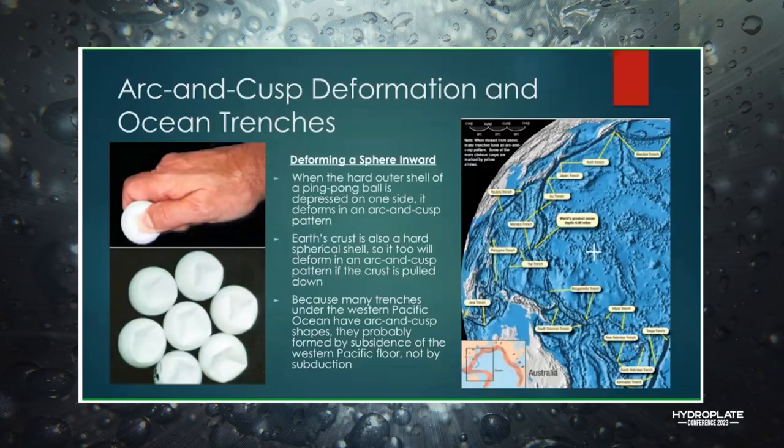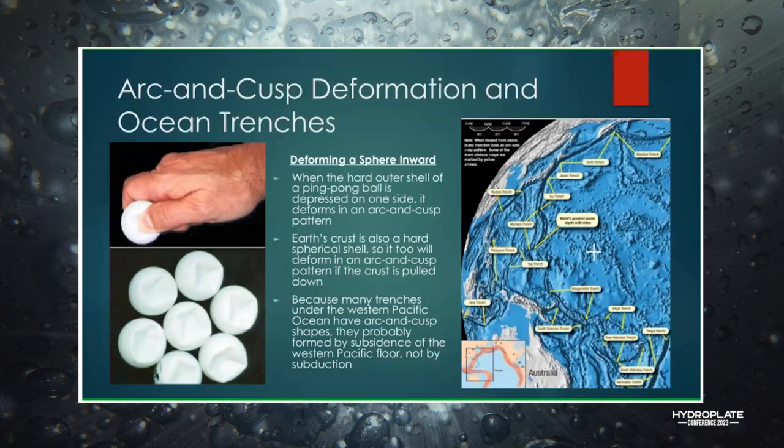And I'm not quite sure, but I suspect this might even be a cameo appearance by Dr. Brown in this talk. I suspect that's his hand crushing one of those ping pong balls. One of the experiments that he did to illustrate this in his book is that he showed that if you take a sphere and you deform it, a ping pong ball is sort of like the surface of the Earth. It has a rigid outer shell.